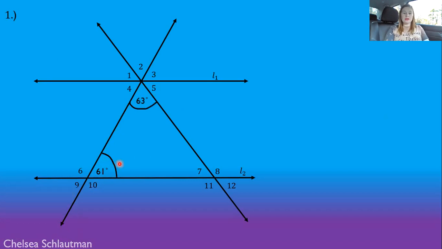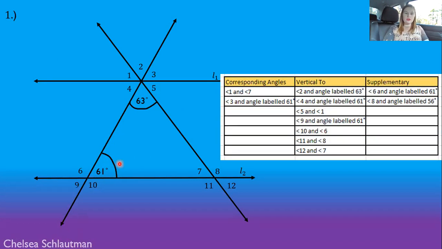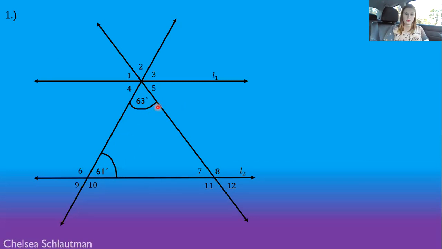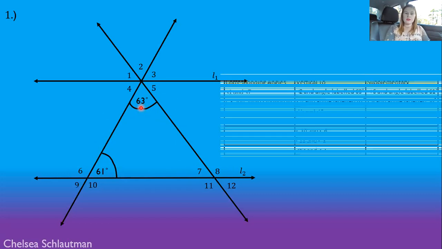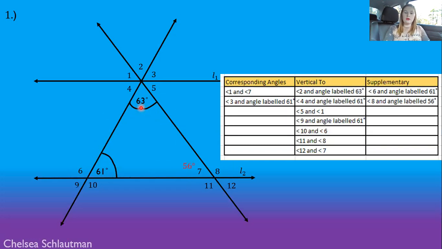So first, to start off, the interior of this triangle here, we're going to add those together, and that's going to give us 180. But since we're not given the third angle here on number 7, what we do is we just deduct the 63 and 61 from 180, which is going to give us 56.